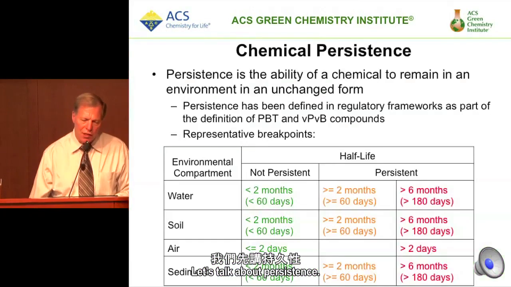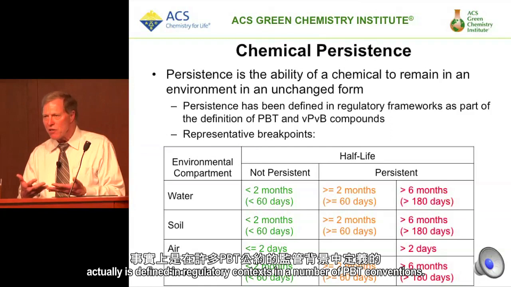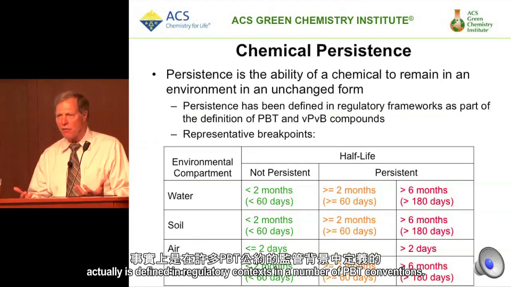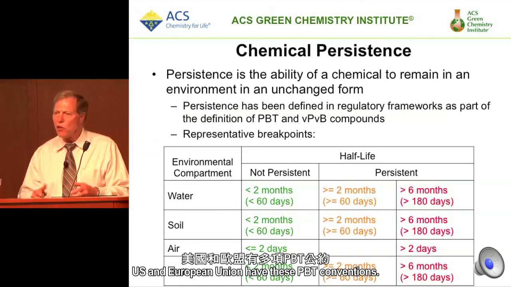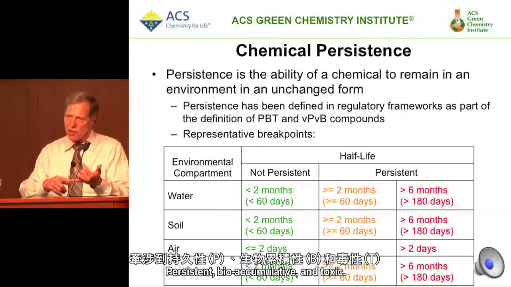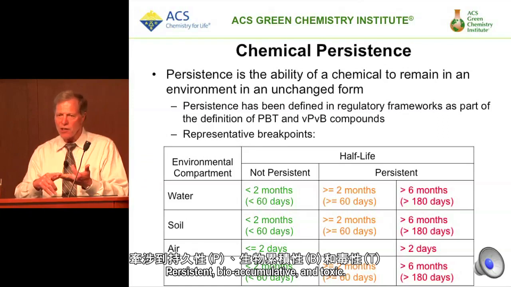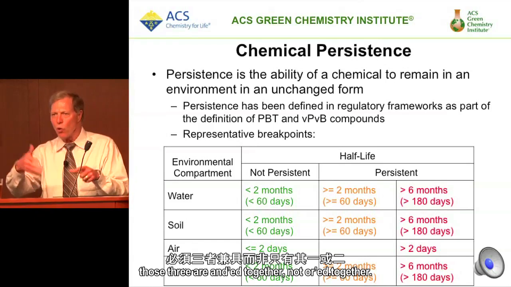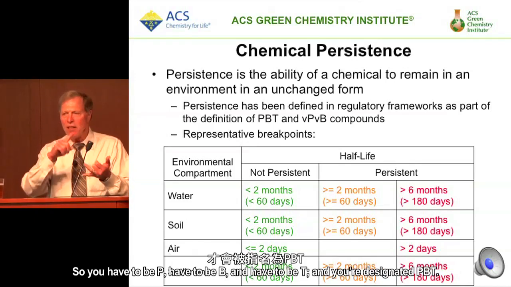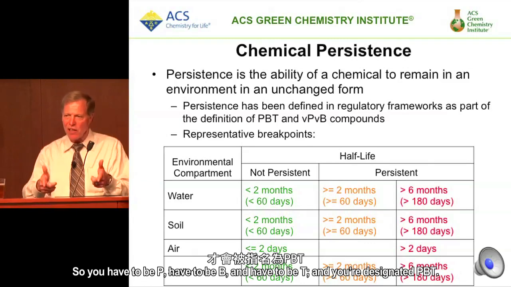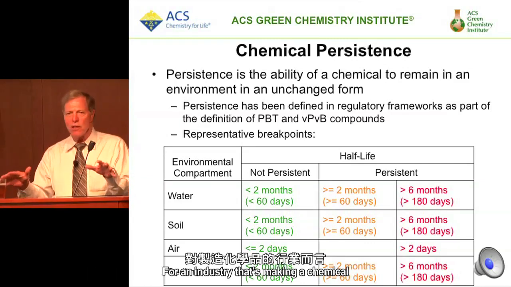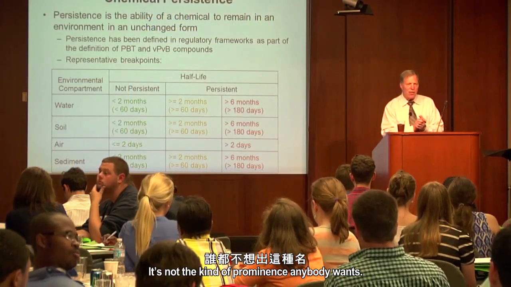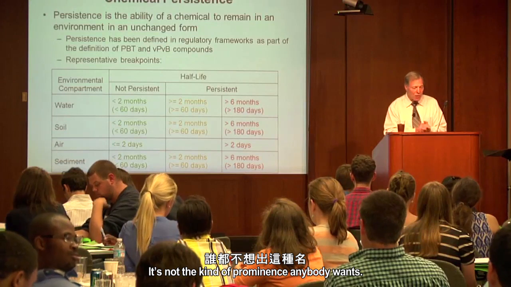Let's talk about persistence. Chemical persistence is actually defined in regulatory contexts in a number of PBT conventions. The US and European Union have these PBT conventions: persistent, bioaccumulative, and toxic. To be a PBT, those three are anded together, not or'd together. So you have to be P, you have to be B, you have to be T, and you're designated PBT. And for an industry that's making a chemical, that's not a place they want to be. You end up on all kinds of bad lists. It's not the kind of prominence anybody wants.